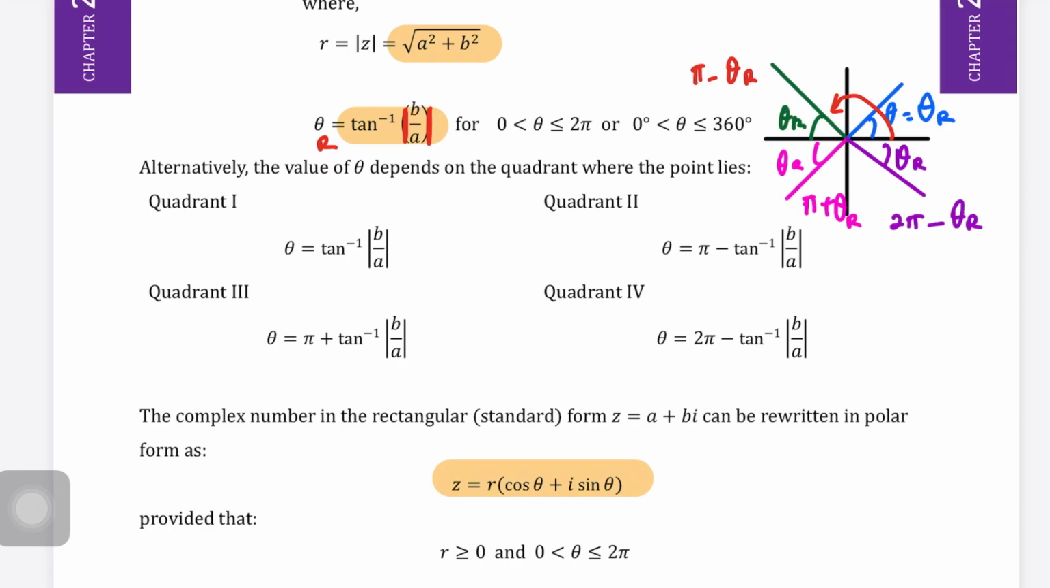And again, this is how to write in polar form. Z is equal to R in bracket cos theta plus i sine theta. Be careful, your R must be positive and theta must be in one cycle.